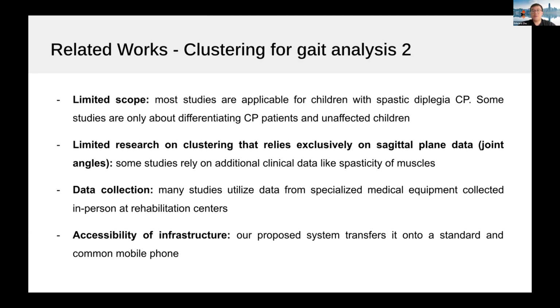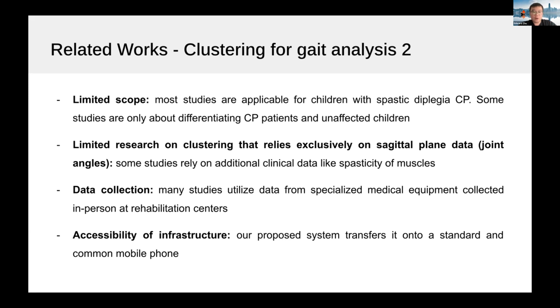And what this means is that it reduces the possible use cases of the application or of the study, because data such as the spasticity of your muscle needs to be collected in very specific medical circumstances, which means that in many clinics that would not be able to be used. And on a similar note of data collection, many studies utilize data that is collected from specialized equipment at specific clinics that have this equipment, which means that the average clinic will not be able to use the results of that study.